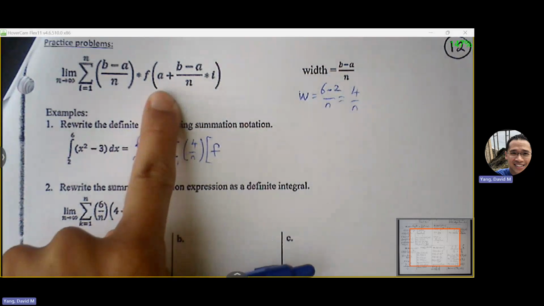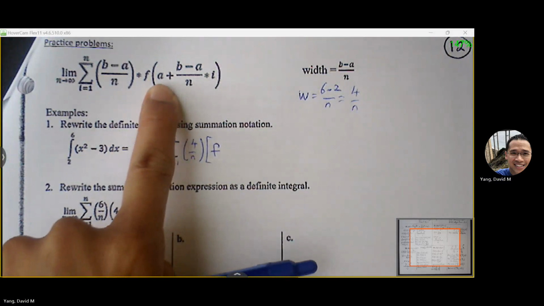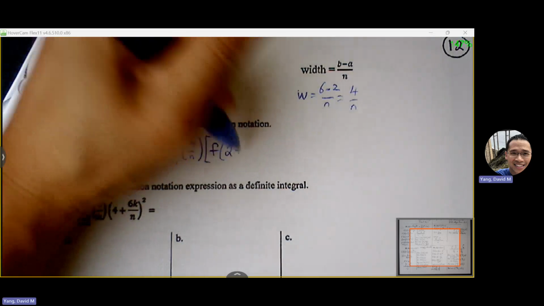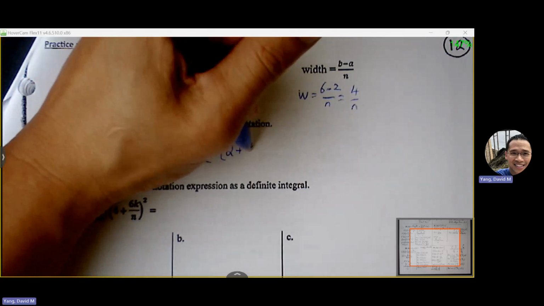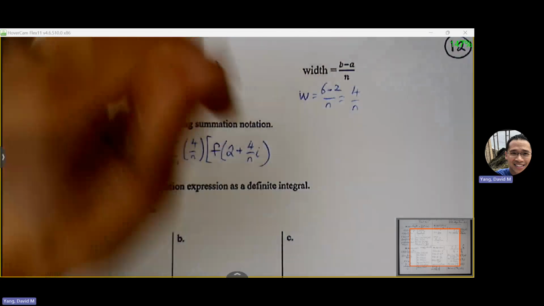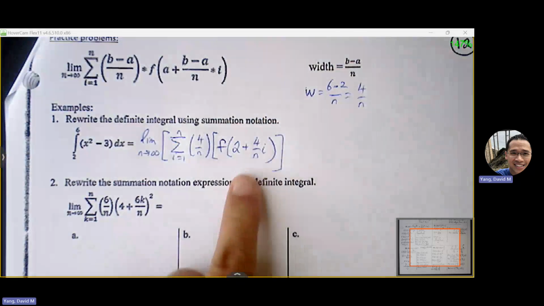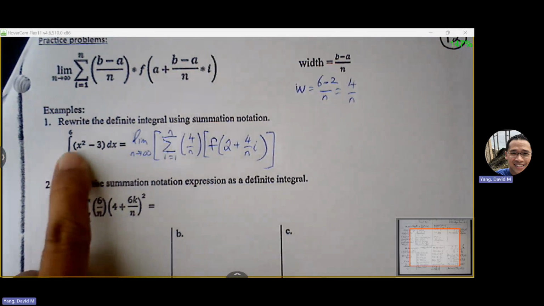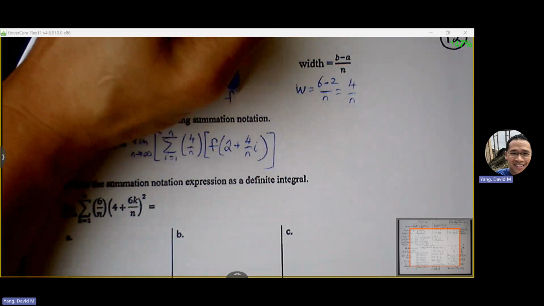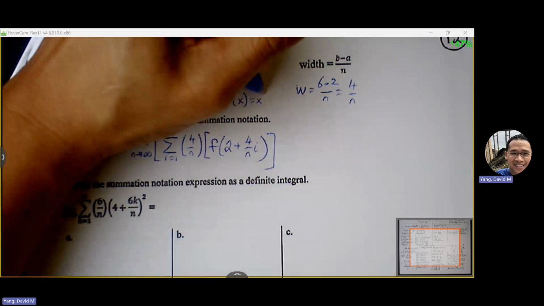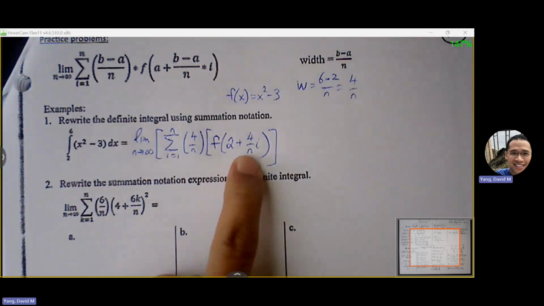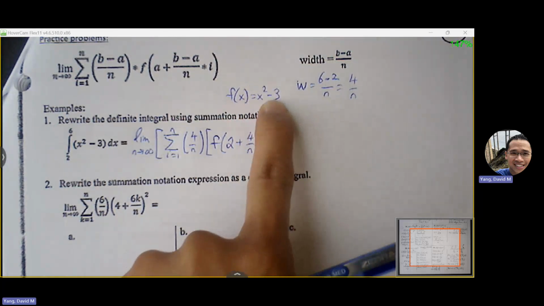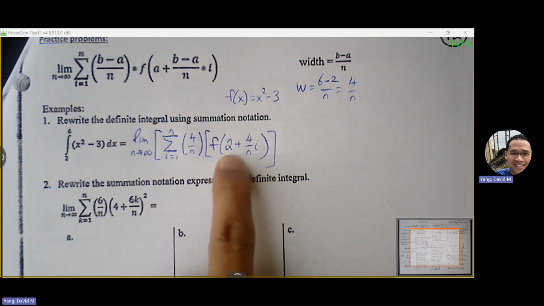F of A, what's my A value? 2. F of 2 plus 4 over n. So now everything inside the parentheses will replace the x of my function, right? So my function is x squared minus 3. So I need to put all this into the x, and then that squared minus 3 will replace this function notation.